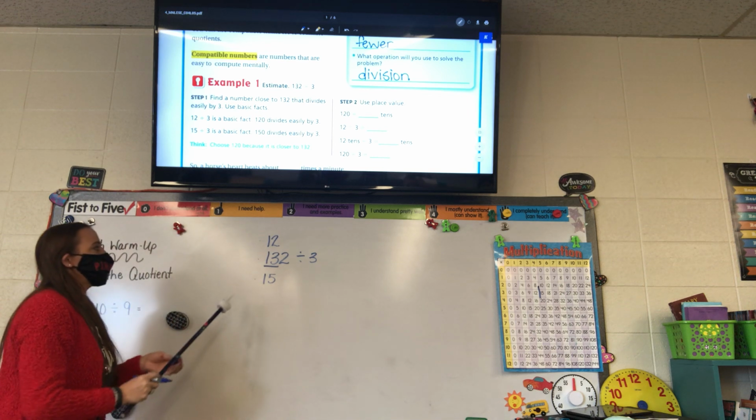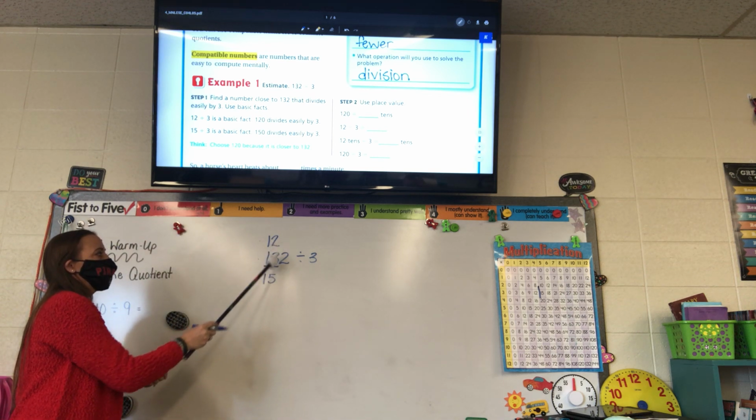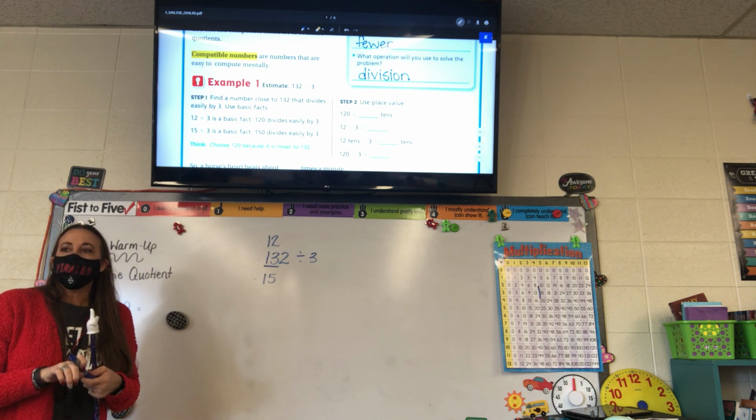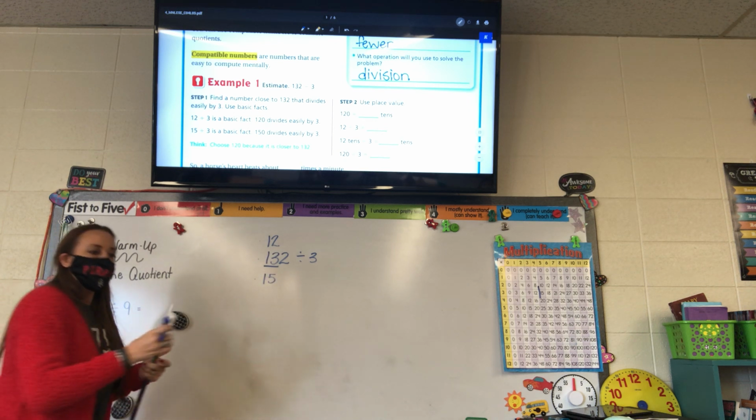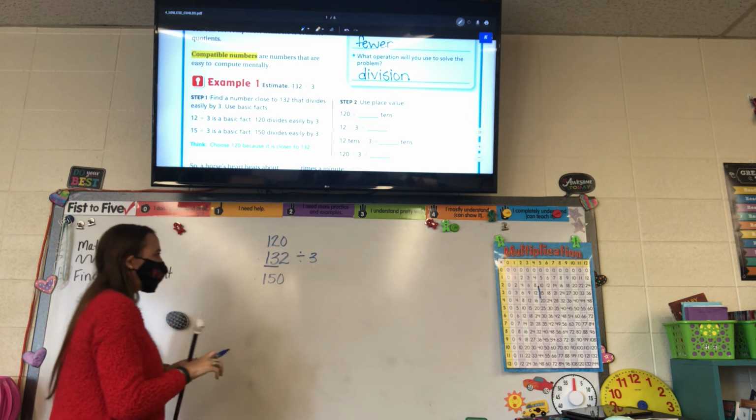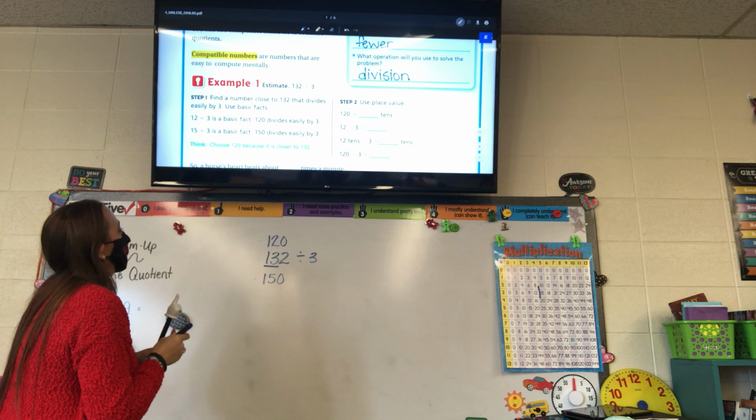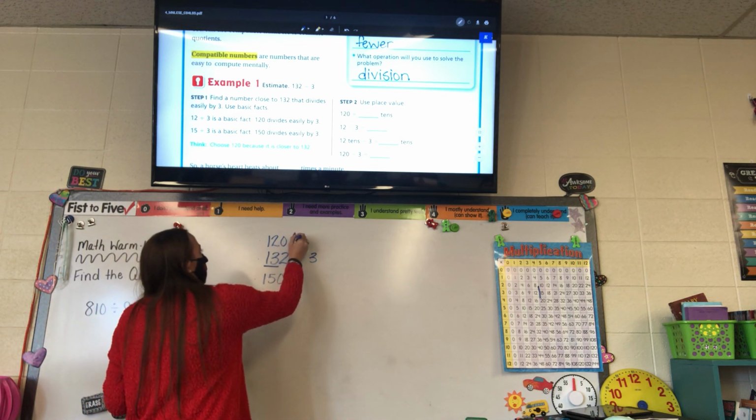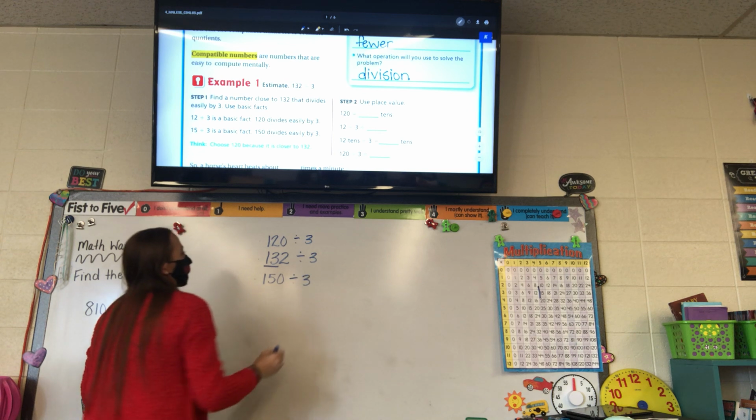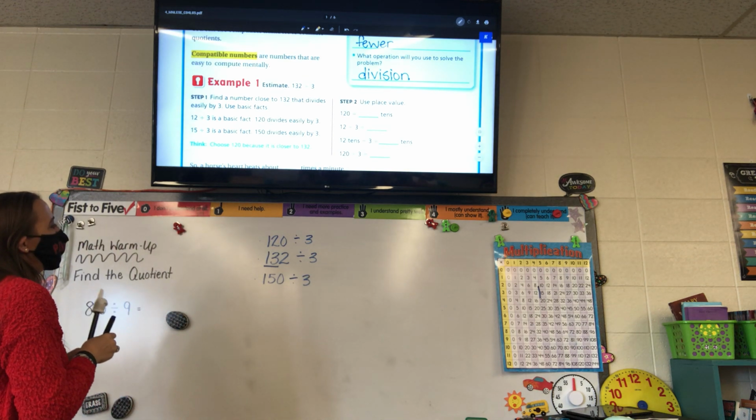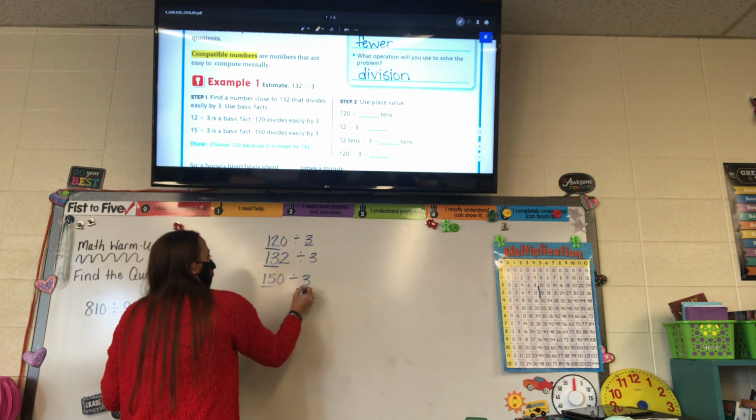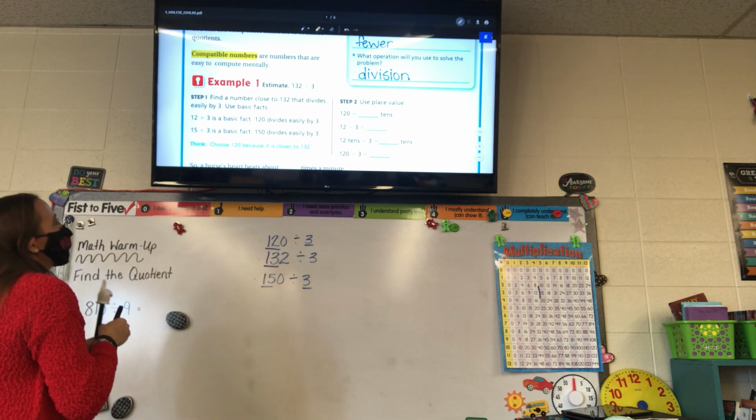Now, what do I do with that 2? Turn it into a 0 right here and right here. Now we finished writing out the problem: 120 divided by 3 and 150 divided by 3. So we have our basic facts of 12 divided by 3 and 15 divided by 3.